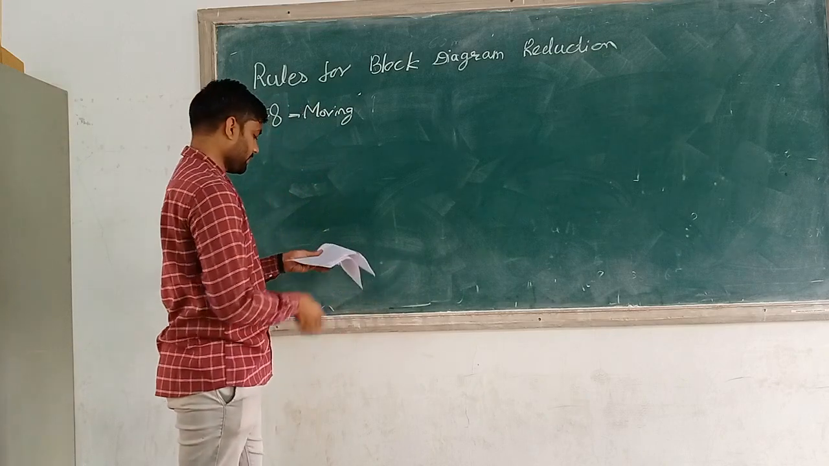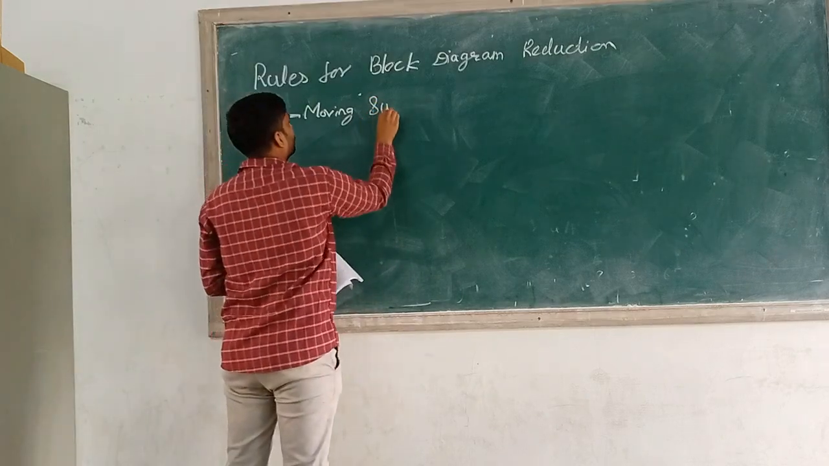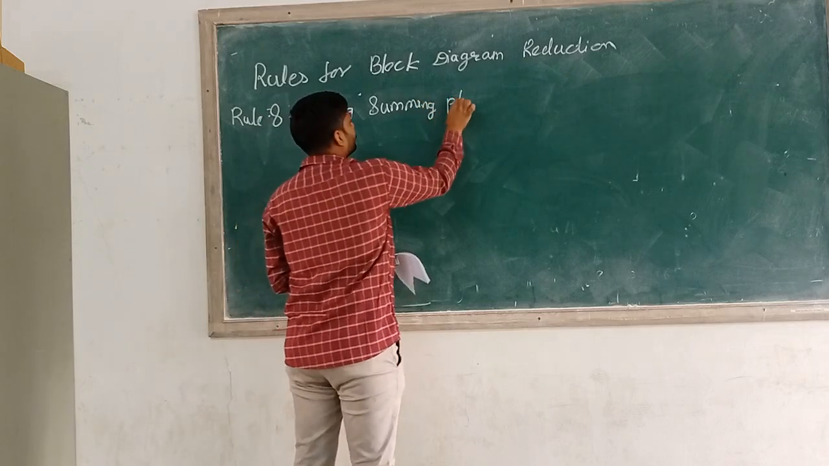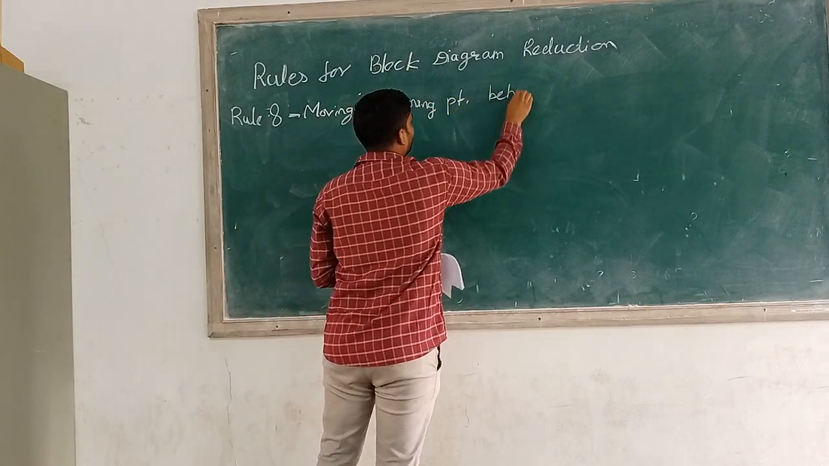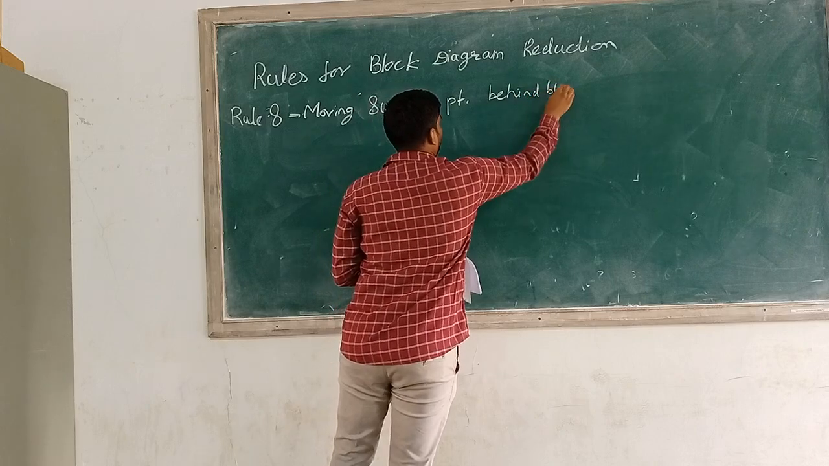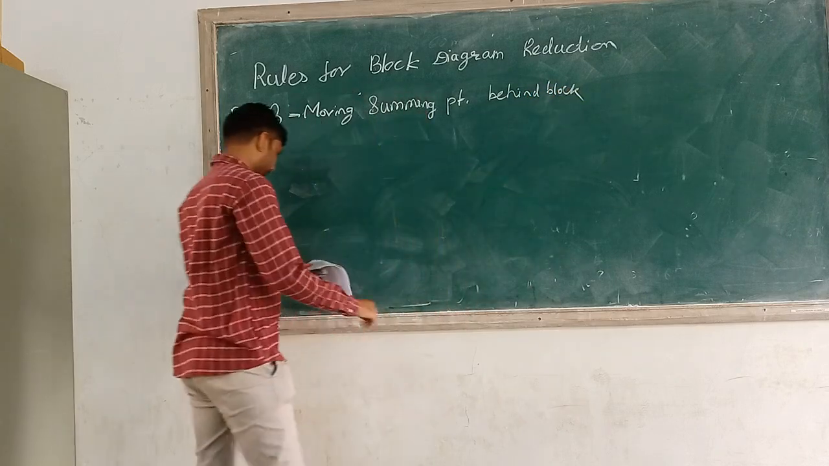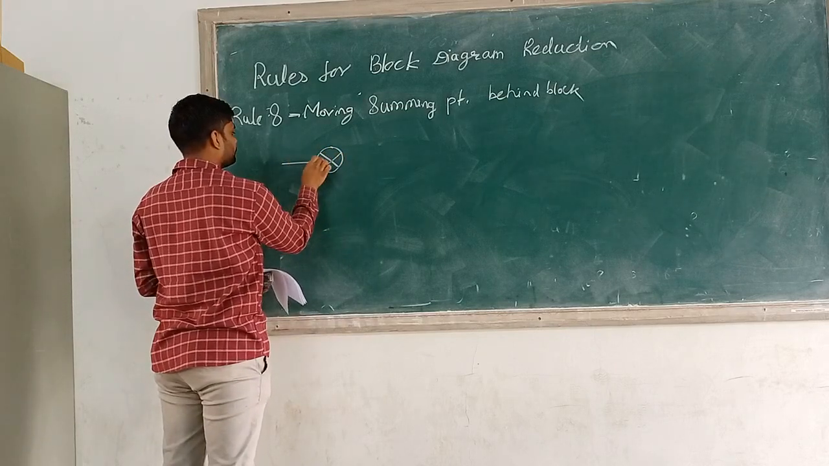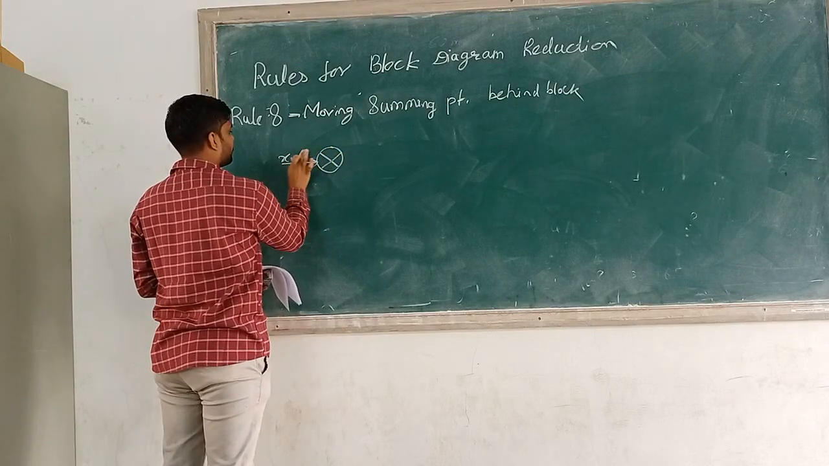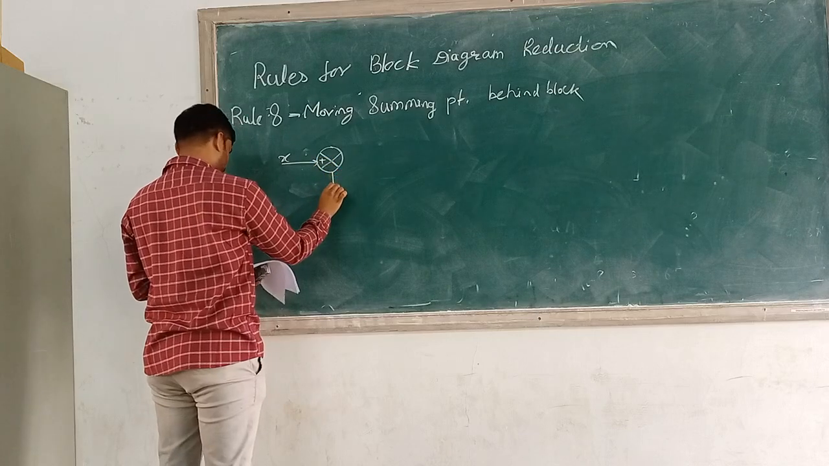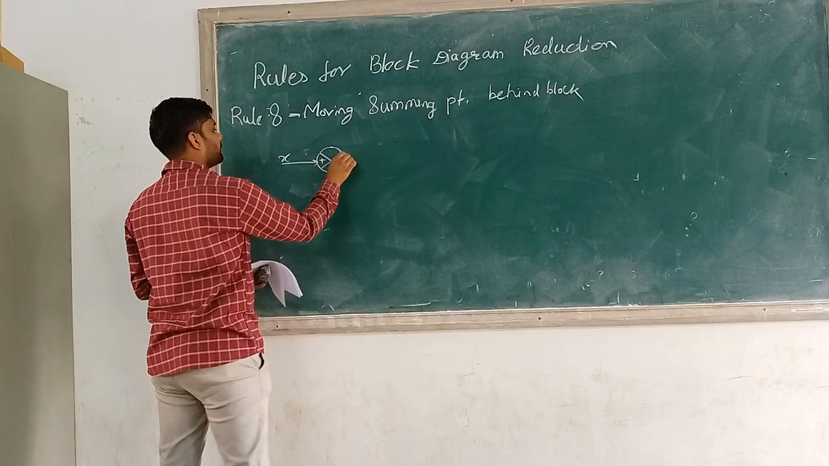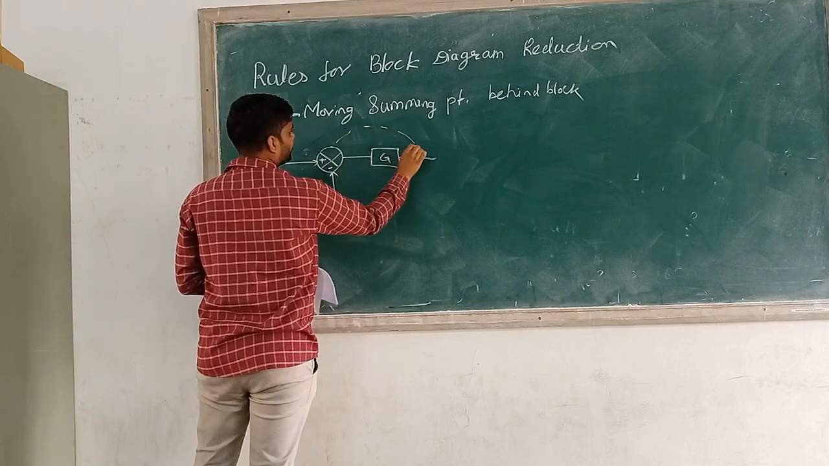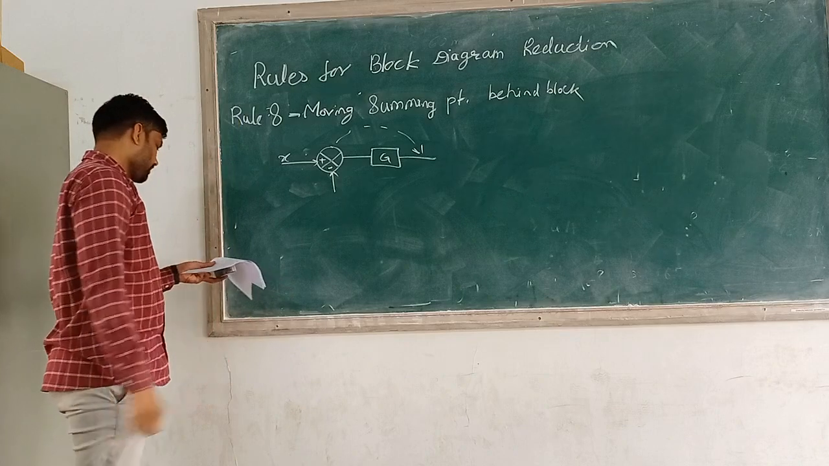Moving summing point behind block. Suppose here we are having a summing point. X is positive 1, this is y which is negative 1, and here we are at this block G, and we need to move this summing point behind the block.